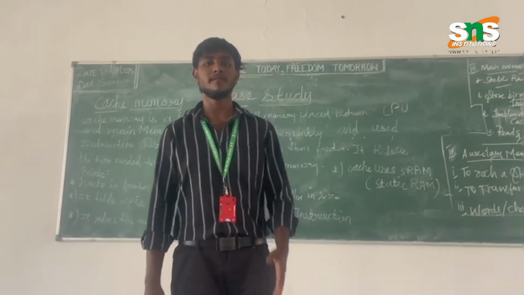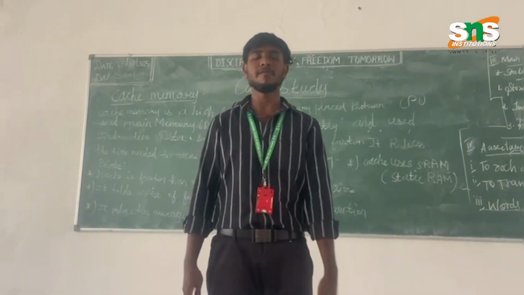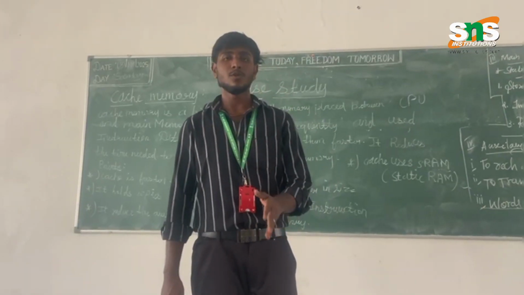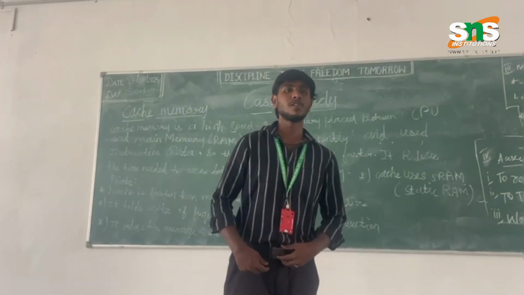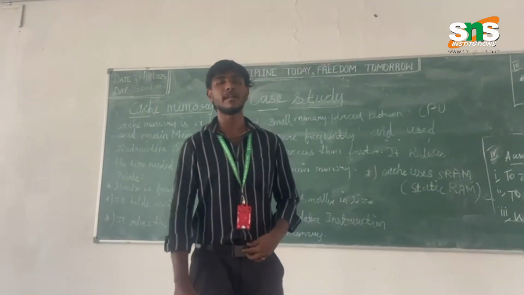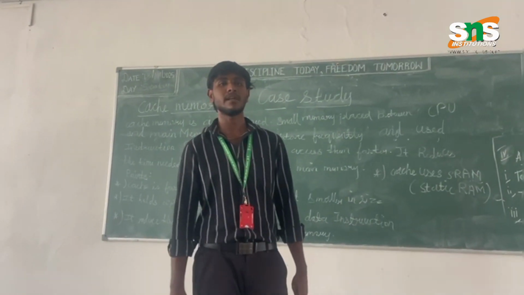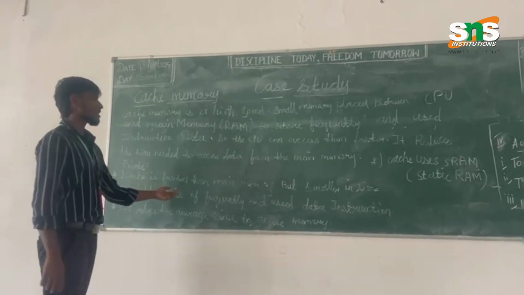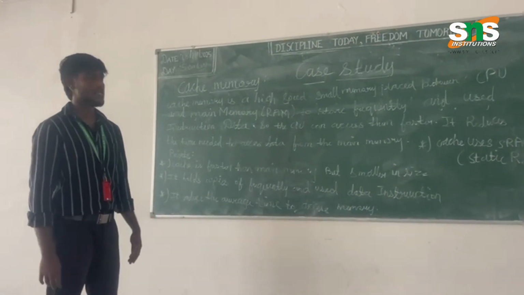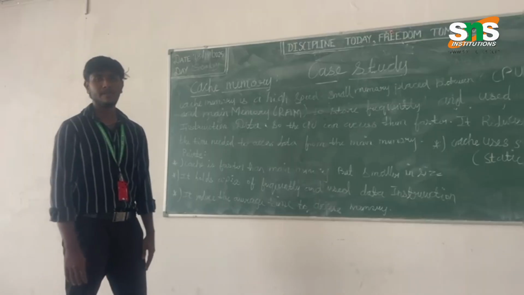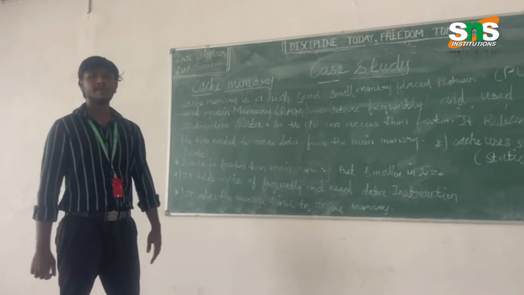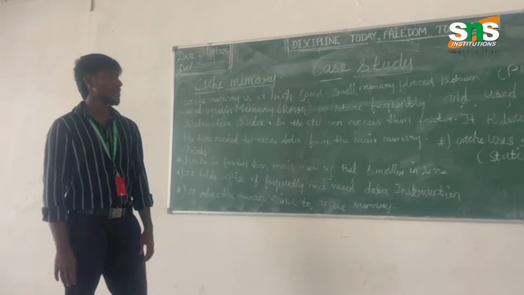I am talking about cache memory. Cache memory is a high-speed small memory placed between the CPU and main memory. It stores frequently used data so the CPU can access it faster. It reduces the time needed to access data from memory. Key points of cache memory: it is faster than main memory but smaller in size. It holds copies of frequently used data and instructions. It reduces the average time to access memory.